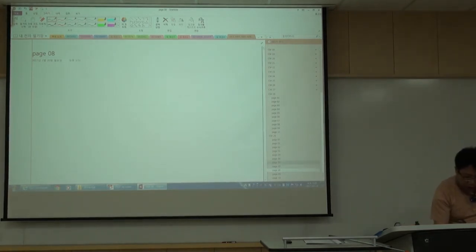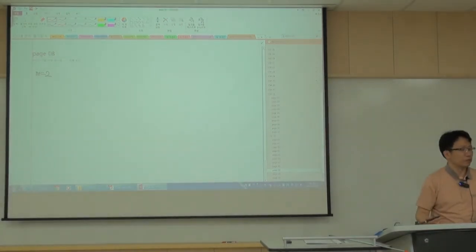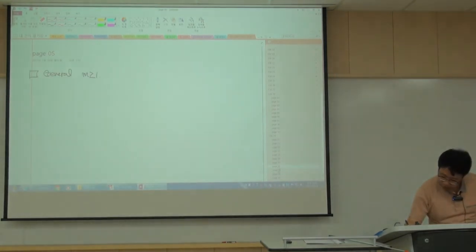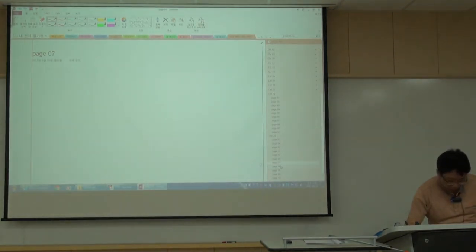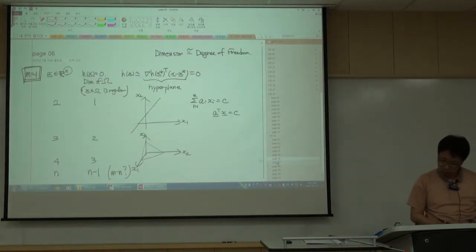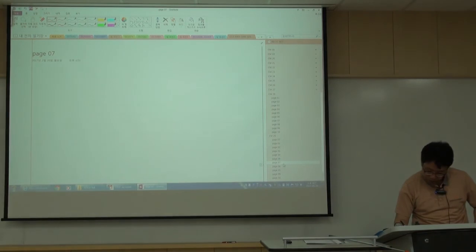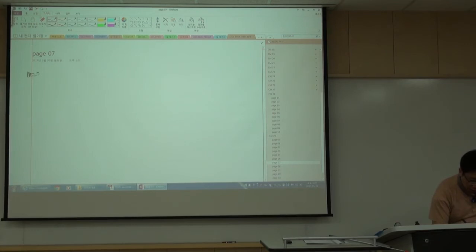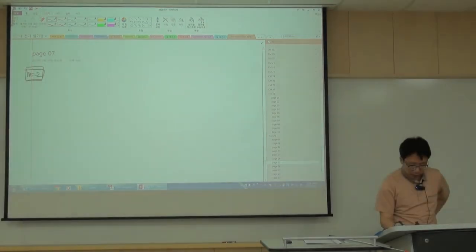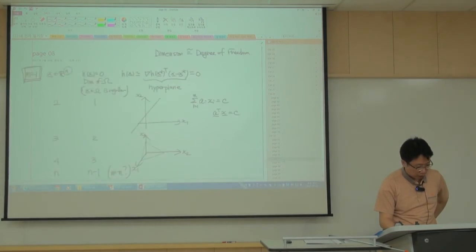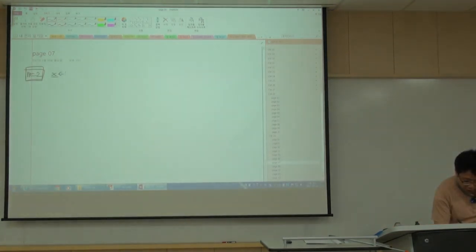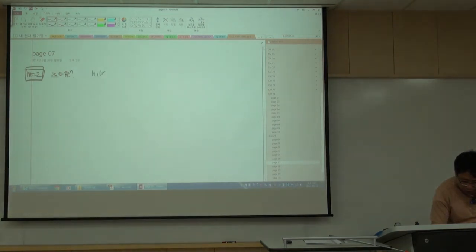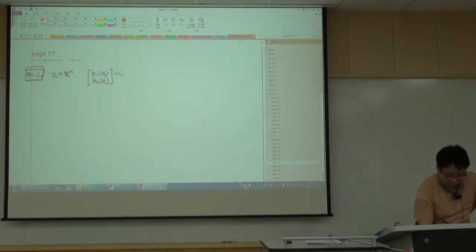Okay. Now consider the case where m equals 2. So let's do it one by one. So m equals 2. Now, x is still in the n-dimensional case, and we have h1 of x, h2 of x equal to 0. That is the constraint set.